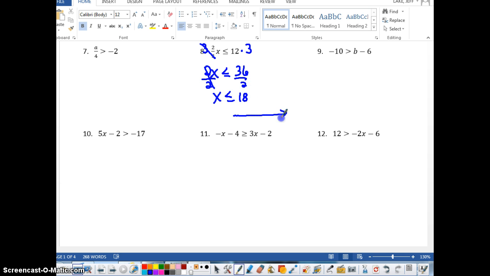Notice I did not flip the inequality sign for that one. The reason why I did not flip the inequality sign for this one is because I divided by a positive number. My graph is going to be a closed circle going to the left.